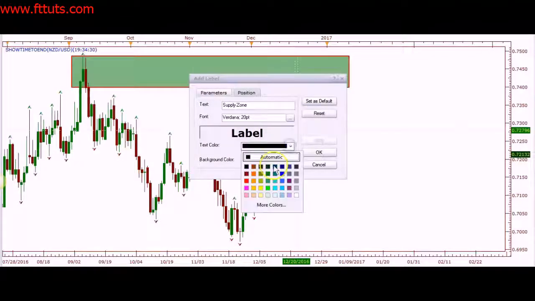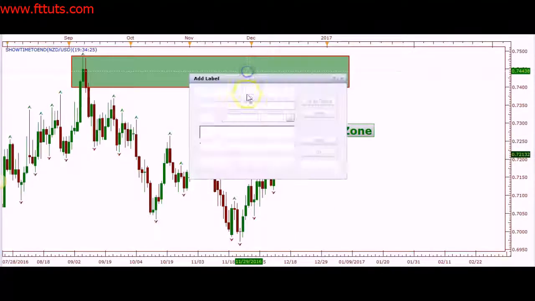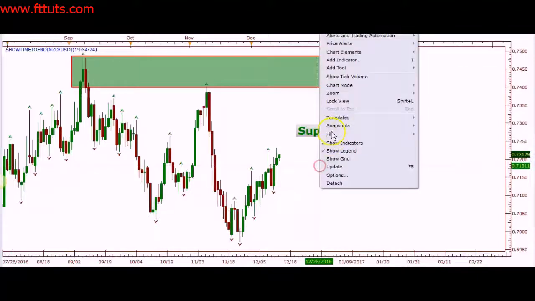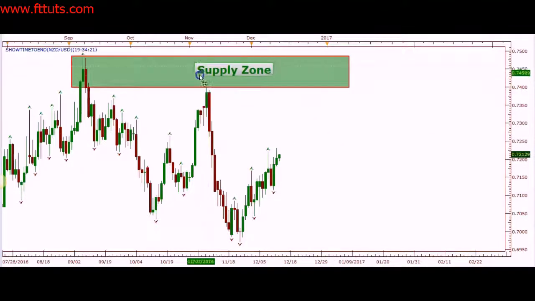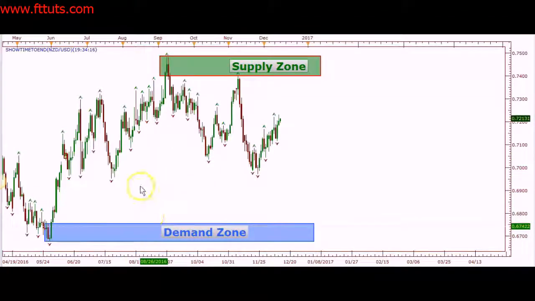And let's make it green. So that's our supply zone. And they're going to be green, and you got blue. So you could use any colors that you desire to use for your supply and demand zones. So now you understand that the supply zone is going to be like a resistance level, and demand is going to be like a support level. So you know which one is supply and which one is demand.